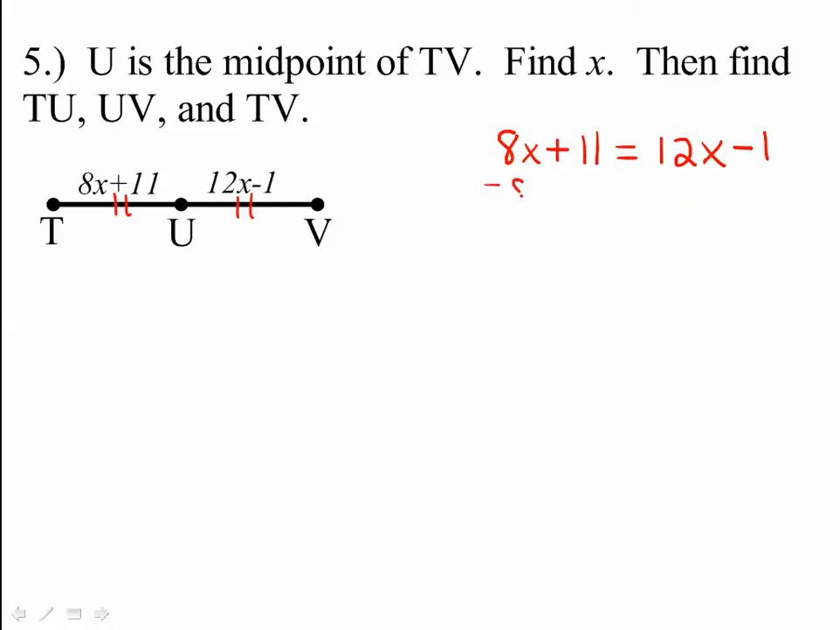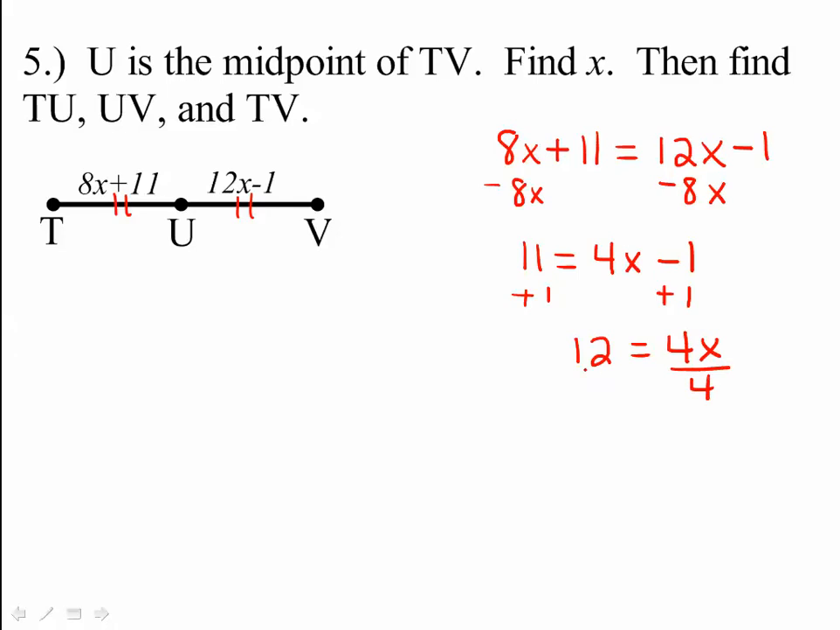First, I'm going to bring all x's to one side by subtracting 8x. I now have 11 equals 4x minus 1. I add 1 to both sides, giving me 12 equals 4x, and I divide by 4, and x equals 3.